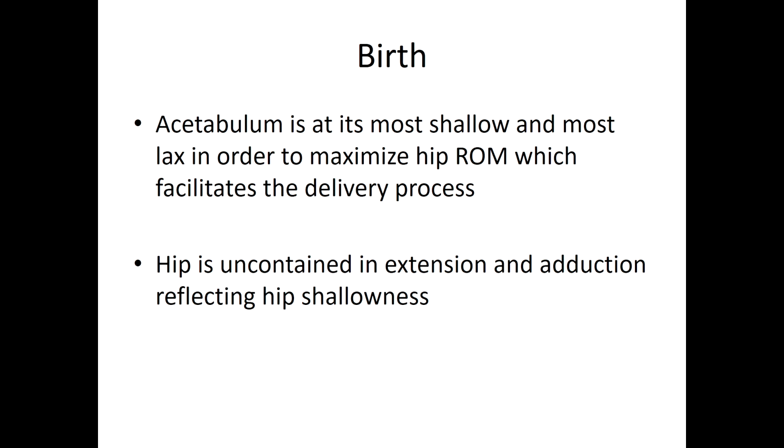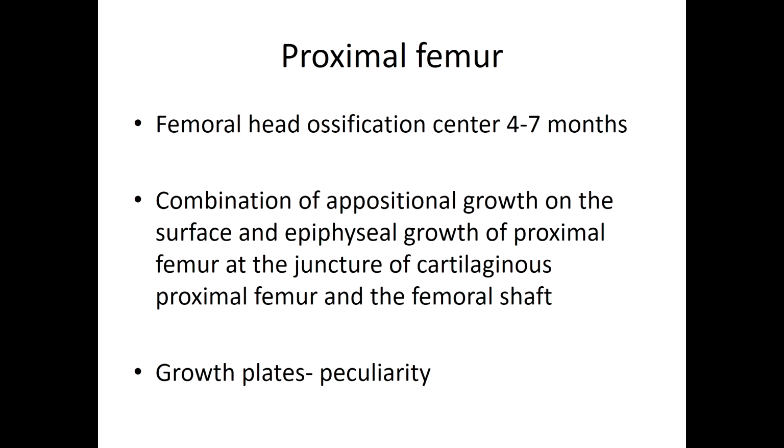that point for DDH. Okay, coming to ossification, the femoral head ossification center usually is 4 to 7 months. This is based on an X-ray. But for those who are doing scanning hips, you can even find that even as early as 6 weeks. So you can see the ossific nucleus quite early. There's a combination of appositional growth of the epiphysis on the surface and growth of proximal femur at the junction of the cartilaginous proximal femur and the femoral shaft.